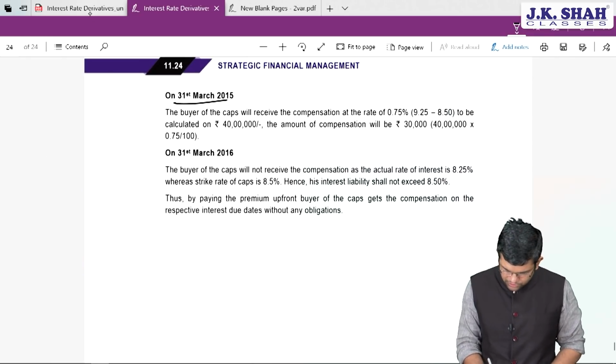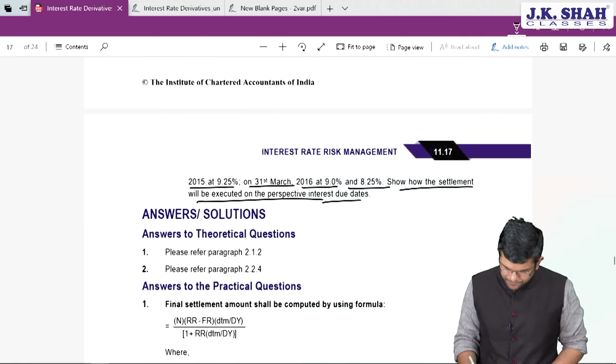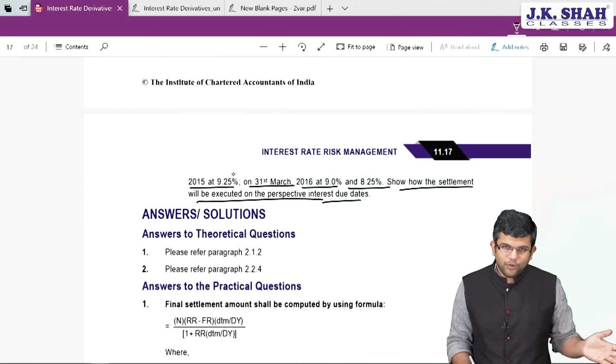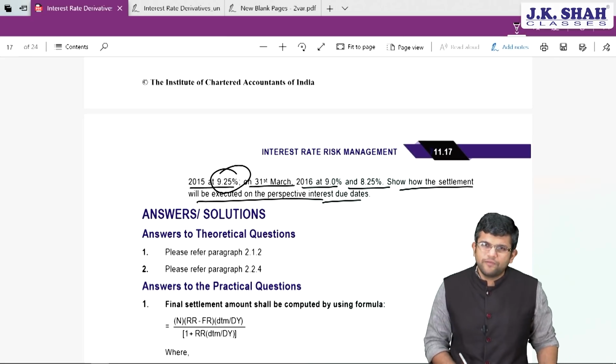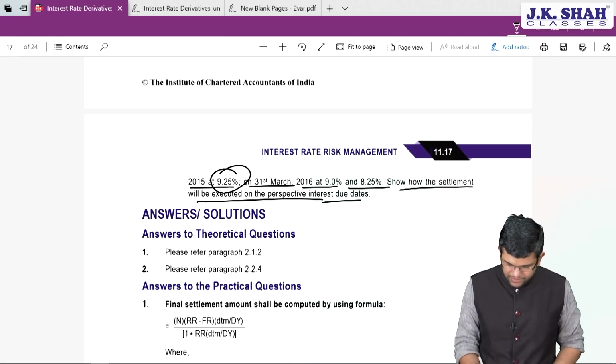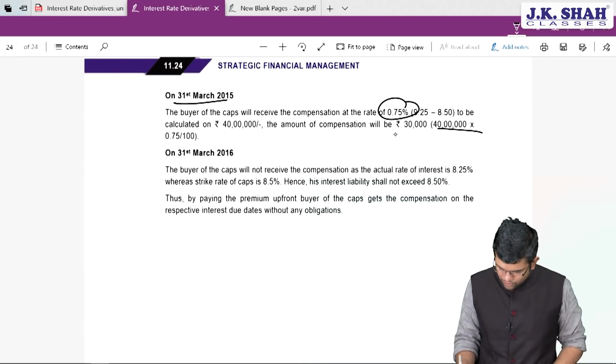On 31st March 2016, the strike rate of course is 8.5% and the spot rate is 9.25, so 0.75% is the compensation that he will be receiving on 40 lakhs.